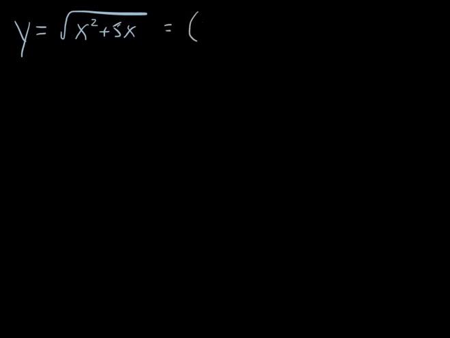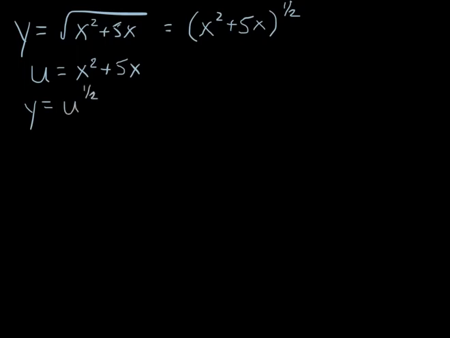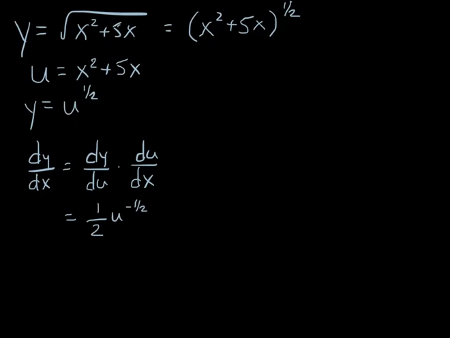Before we do that, I'm going to write that using an exponent. So we do have a composition of functions. Our inside function, which we'll call u, is x^2 + 5x. And then y is really u^(1/2). So our derivative is the derivative of y with respect to u times the derivative of u with respect to x. So dy/du is (1/2)u^(-1/2), times the derivative of u with respect to x, and this derivative will be 2x + 5.